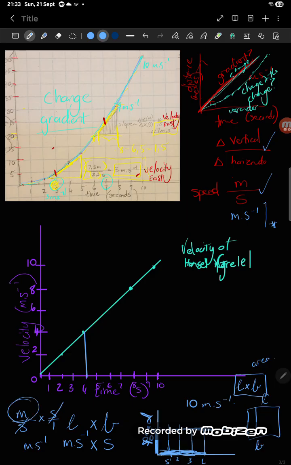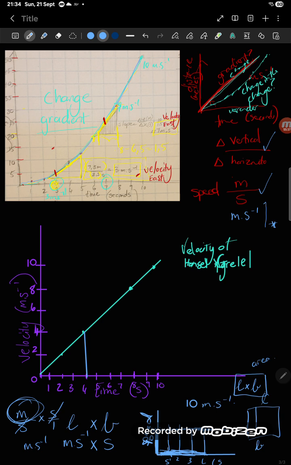So always look at your units. Your units will tell you where you're going. Now I've gone back to just meters by timesing the y-axis by the x-axis. So when I say length times breadth, I'm saying meters per second times seconds, because this is the x-axis in time in seconds. So meters per second times seconds gives me meters again.